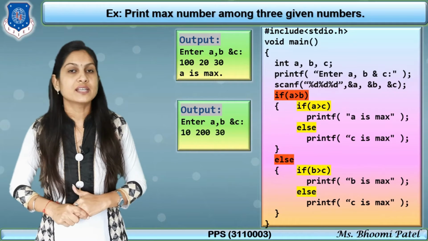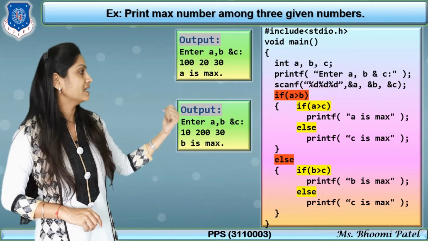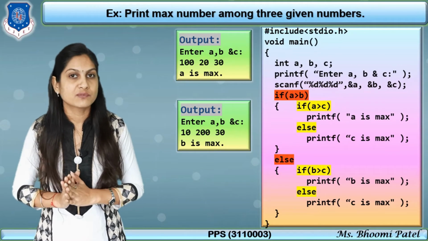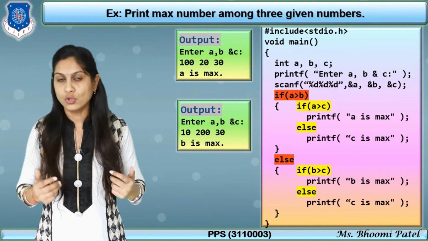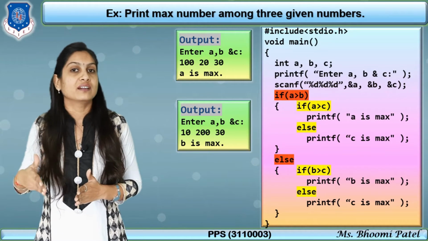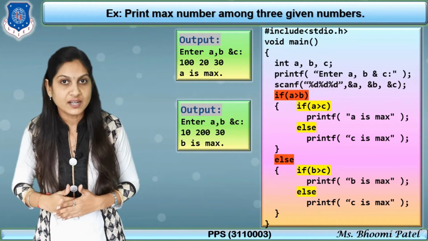Now check another output. a is 10, b is 200 and c is 30. In this case the first condition becomes false. Is 10 greater than 200? No. So move to the else part and check the second condition, that is b greater than c. Is 200 greater than 30? Yes.